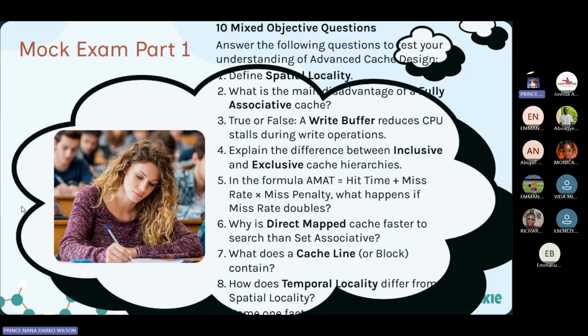Okay. Now, the next one says, what does a cache line or block contain? This one I've not mentioned, but I'll mention it better in the next lesson. But if you know it, feel free to share. Since I've not mentioned it, let me go ahead and talk about it. What it basically contains is a chunk of data that has been copied from main memory. Mr. Ebenezer, go ahead.